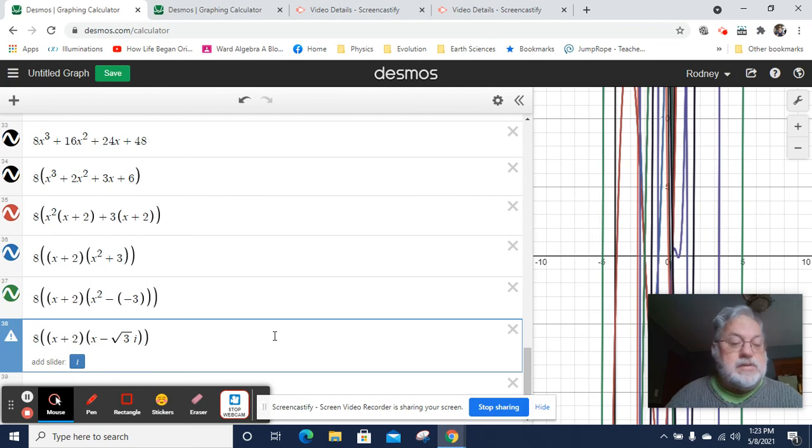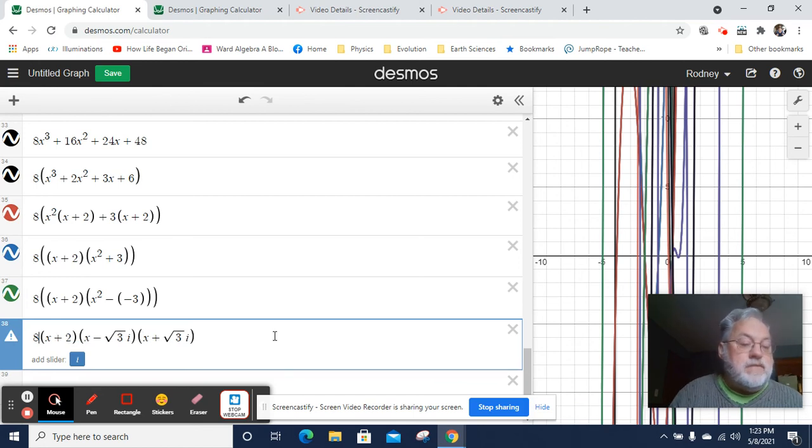Okay, and then I'm going to do the same thing. i is the square root of negative 1, and I'll say plus. And I actually have factored that completely. I can drop out the outer parentheses. You won't have to do that for any of the problems, but I wanted to show you how you could.